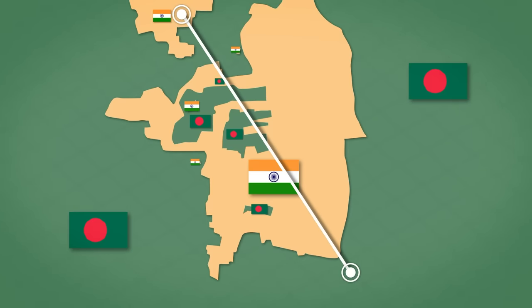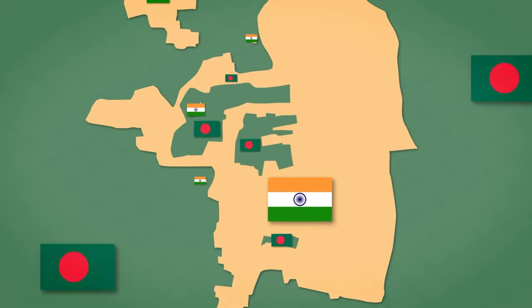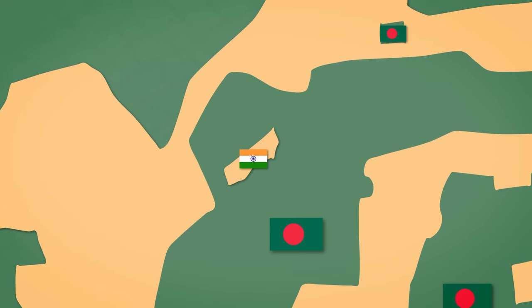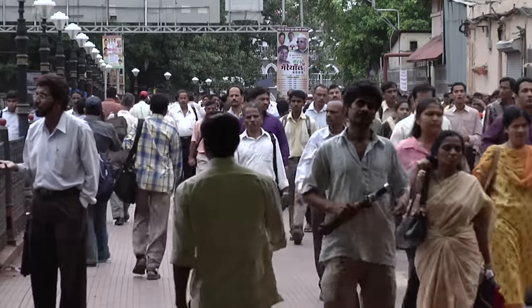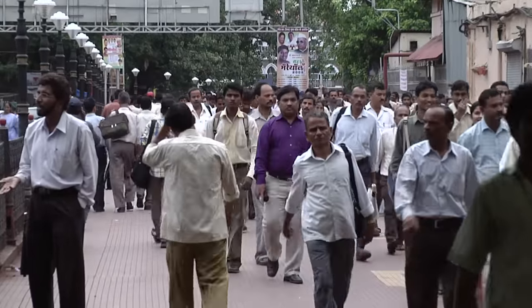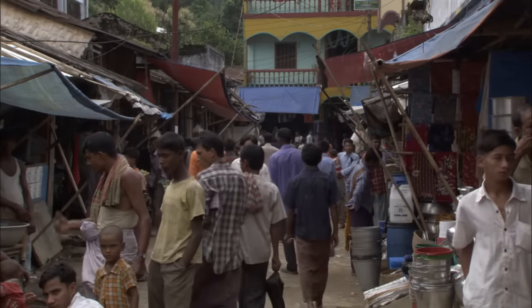And this whole line is only a few hundred meters long. Anyway, this nonsense was the world's only third-order enclave. The India inside of Bangladesh inside of India inside of Bangladesh. And after conducting a joint survey in 2011, India and Bangladesh discovered that over 51,000 people were living across all of these confusing enclaves.